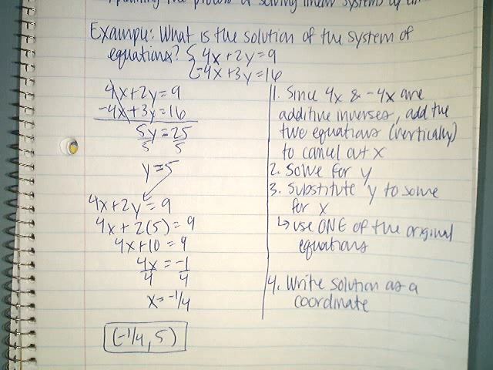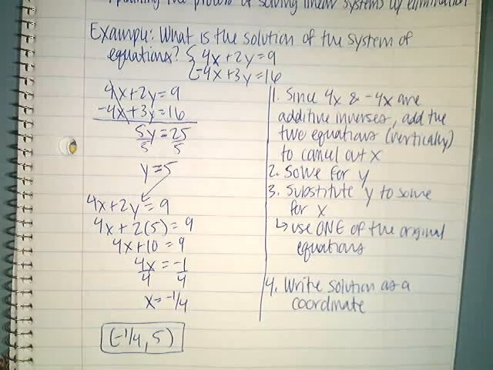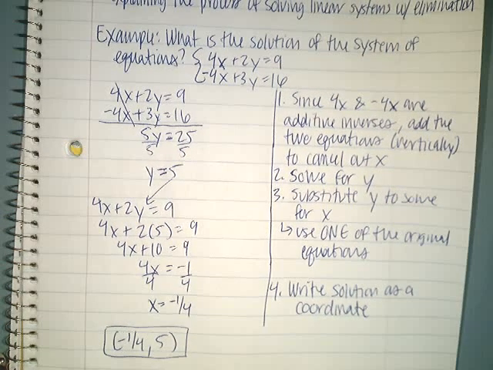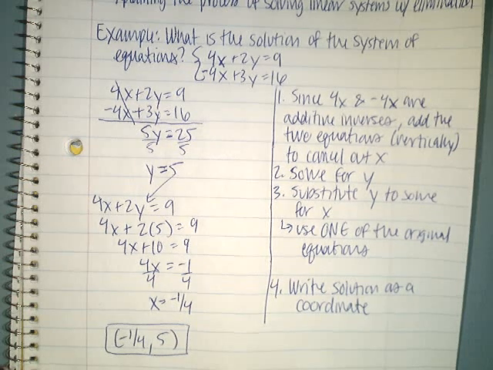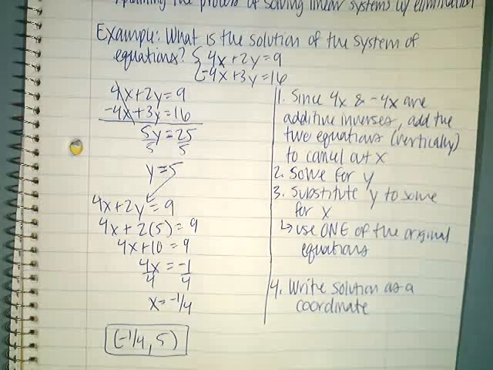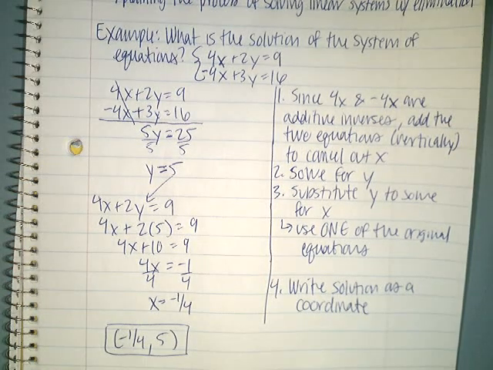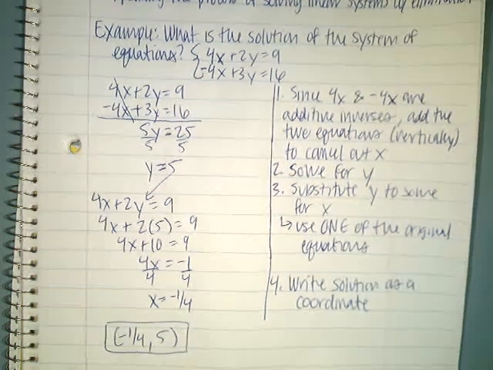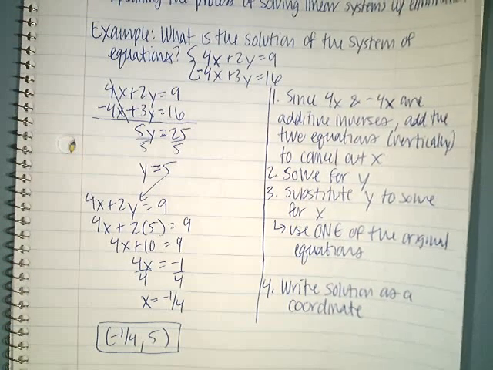But I'm going to flip the page and talk about solving problems with elimination that are slightly trickier than this example. Since these were already additive inverses, it was pretty easy. I just added straight down and then had to solve for y and then x, but not all of them are quite that simple. So I'm going to flip the page.